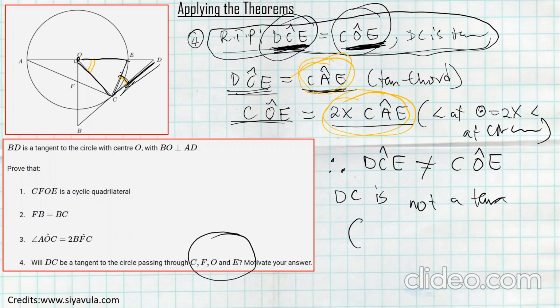And our reason for that is because it's not applicable to the converse tan chord theorem, right? Not applicable to the converse tan chord theorem. So this was a little bit tricky, but I hope you now get the point.